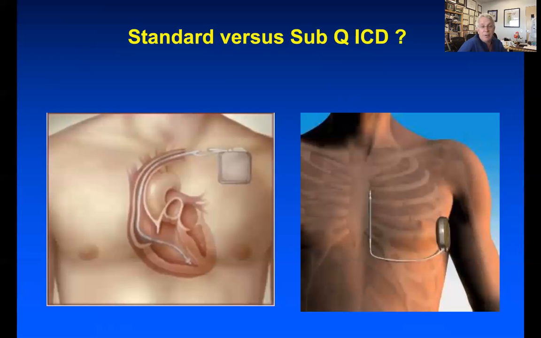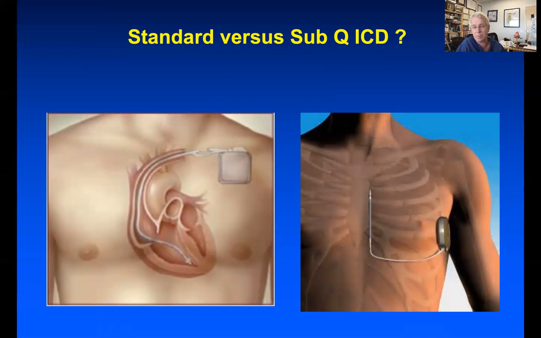Now, when it comes time to get a defibrillator, you can get a standard one, shown on the left side of this slide, or a subcutaneous one on the right side of the slide. The standard one has been around for about 35 or 40 years. It lasts about 12 years and is pretty straightforward to put in. The main problem is that the lead can break or get infected, and that can cause a problem over time.